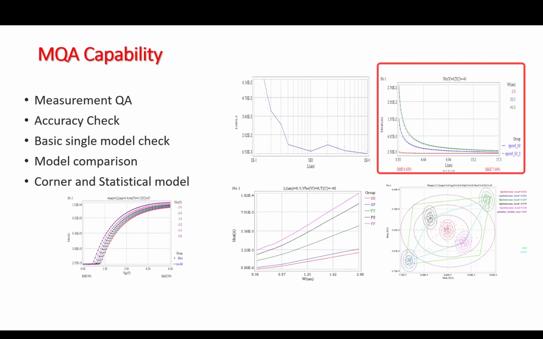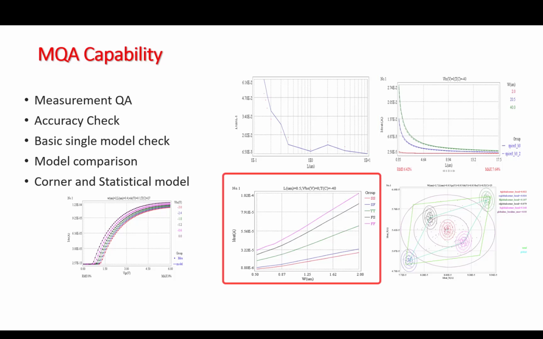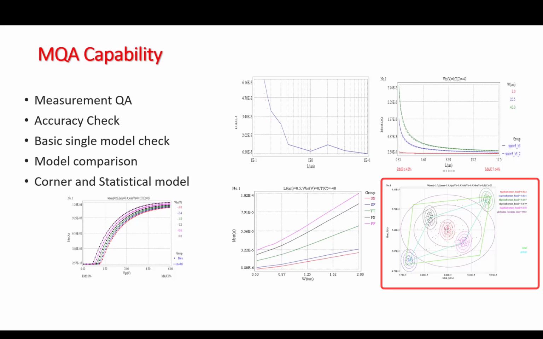Next, you can do model comparison inside MQA, like comparing different versions of a model, the current version with the previous version, to see what has changed in the model. You can also compare models with different simulator versions, like between HSpice and Spectre. And the compare contents can be basic IV/CV behavior or the target consistency. You can also run corner QA inside MQA, like the corner chain check, corner compare, corner versus spec, and then run the corner box. MQA supports statistical QA as well.